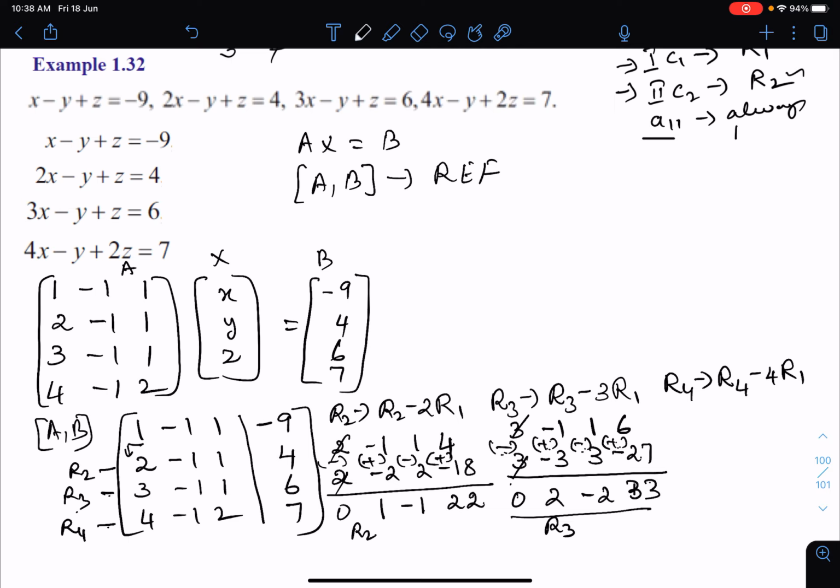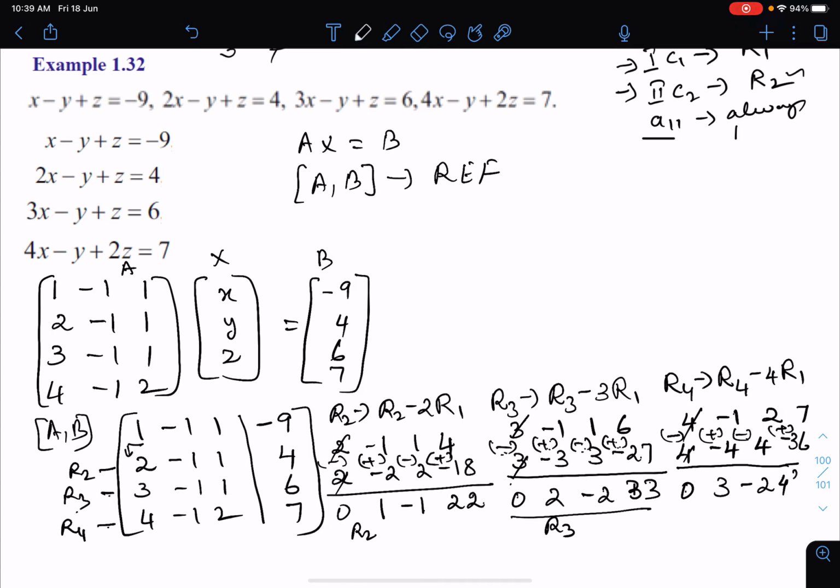Now coming to row 4: 4, minus 1, 2 and 7. When you multiply by 4, it is going to be 4, minus 4, 4 and 4 nines are minus 36. Subtract. Change your sign. Minus plus gets cancelled. 0, 3, minus 2, both are plus. So 36 plus 7 is going to give you 43 and the sign is plus. And this is going to be our row 4.